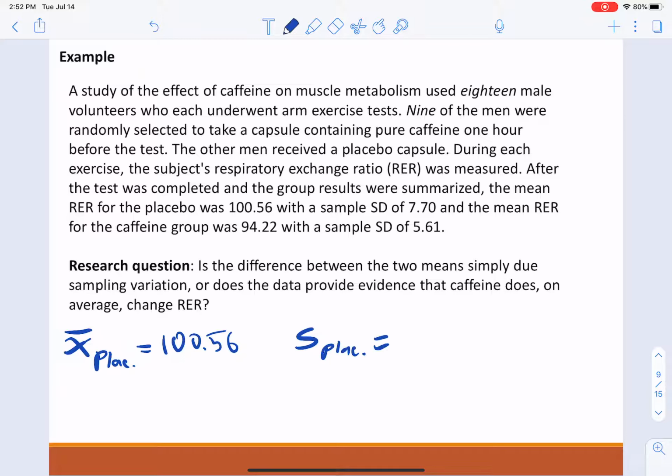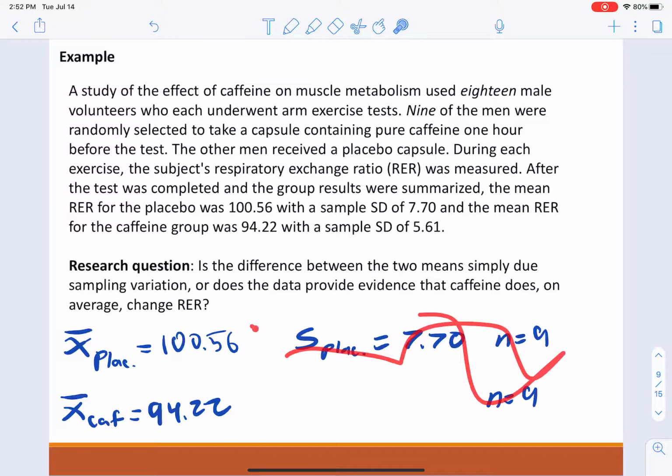Okay, so that is also found. That's also given to us. And then we know that there's 9 people. It's set up here, right? There's 18 total, 9 in each group, which is very convenient for us. So the ns are going to be the same. So I'll actually write it like that. And then X bar of the caffeine is 94.22.